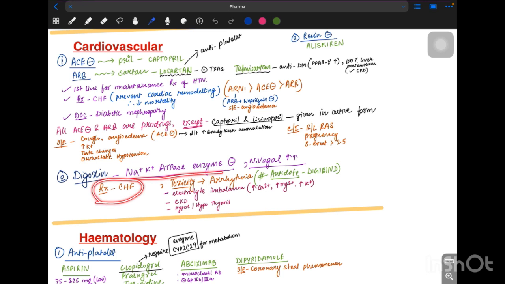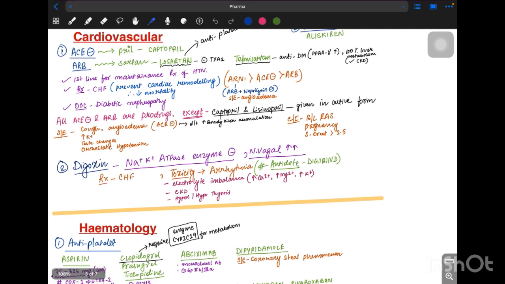It is used in the treatment of chronic heart failure, congestive heart failure, and if digoxin toxicity occurs, it can result in arrhythmia. How you can control that? The antidote is digiband. So by giving digiband, you can control digoxin toxicity. Also, why digoxin toxicity occurs? What are the risk factors? If there is any electrolyte imbalance like increased calcium, magnesium, or potassium, it can result in digoxin toxicity. If there is CKD, or if there is hyper or hypothyroidism, any thyroid problems, this can lead to digoxin toxicity.